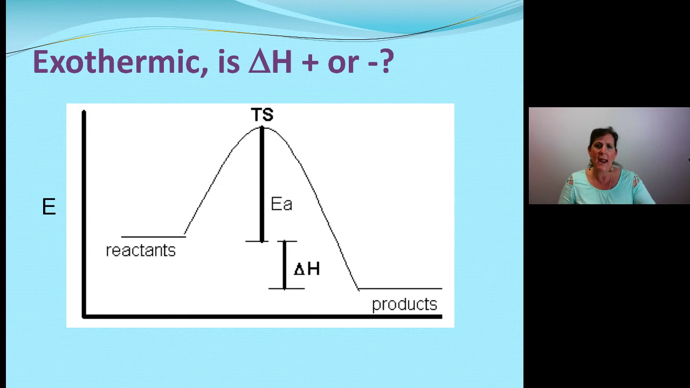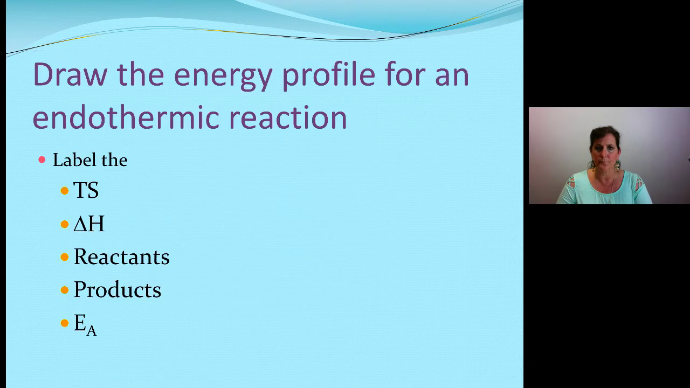Now delta H went down, so is that positive or negative in numbers? That can be a positive or negative number for delta H. You're correct if you said negative because it went down. Reactants went down to the products. So it's a negative delta H, like minus 54 kilojoules or something like that. So negative heat energy change for exothermic. All right, so that is the energy profile or graph of an exothermic reaction.